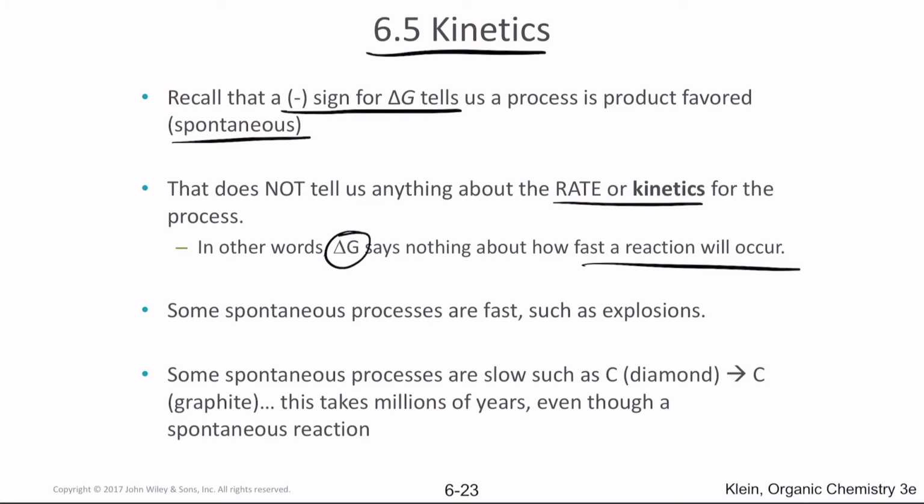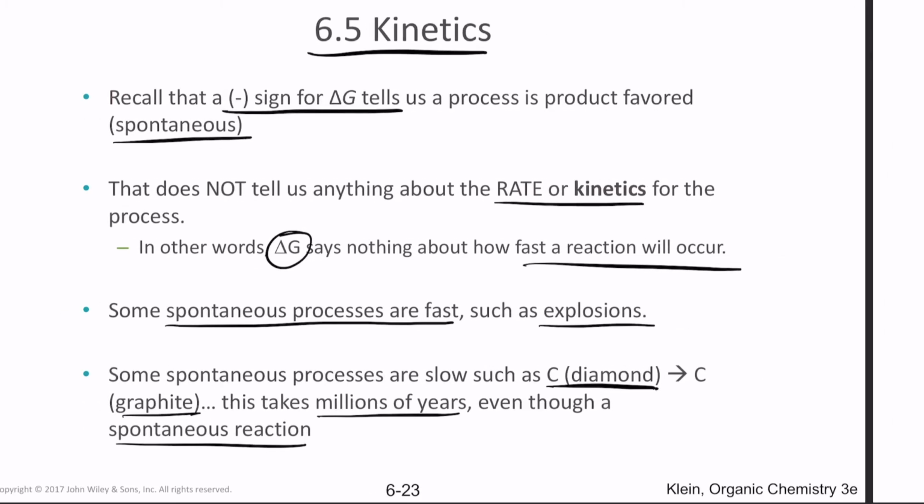There are some spontaneous reactions that are really fast. For example, explosives are generally spontaneous reactions that occur really fast, but there are some reactions that take millions of years. For example, diamond turning into graphite takes millions of years, even though it is also a spontaneous reaction. So for this reaction to occur, again it takes a lot of time.